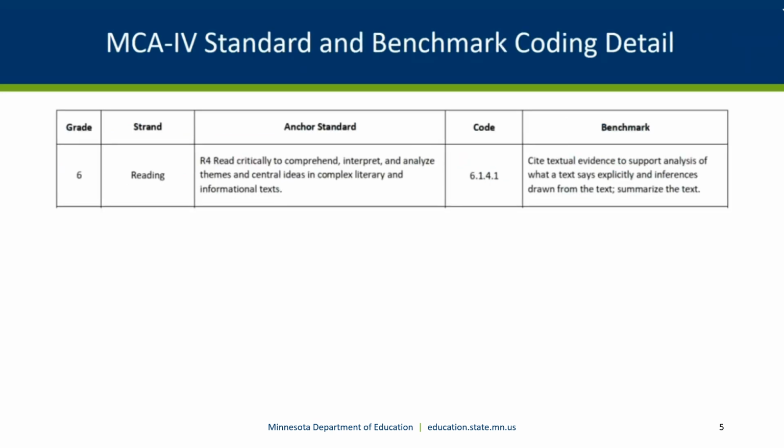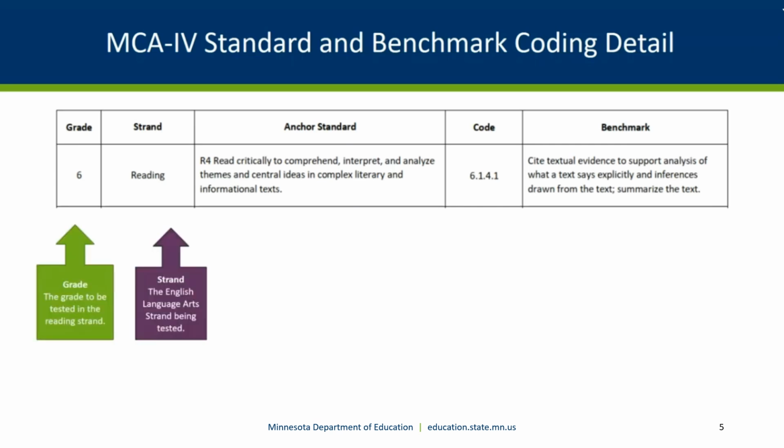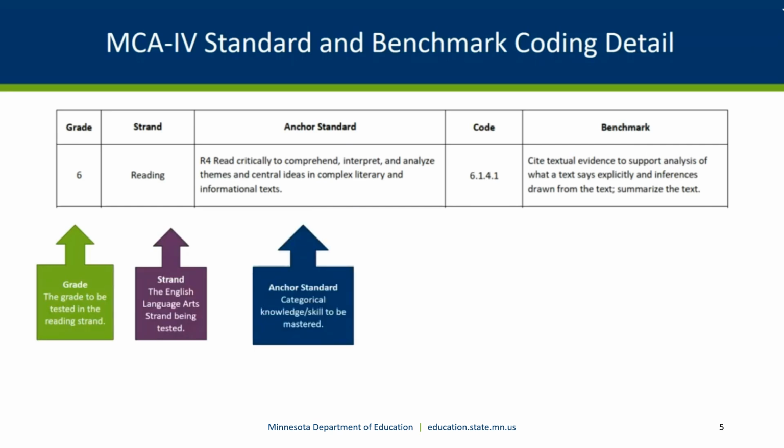Here's an example of what the MCA 4 standards end up looking like. First we have the grade, then we have the strand, reading, and then we have the anchor standard. This would be referred to as SSB 4, read critically to comprehend, interpret, and analyze themes and critical ideas in complex literary and informational texts.